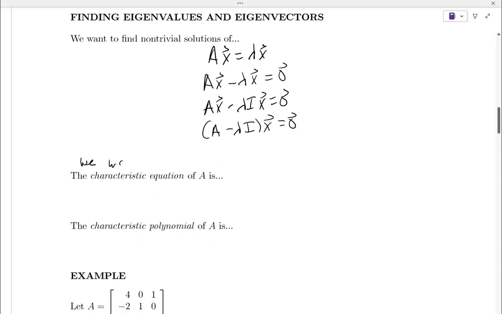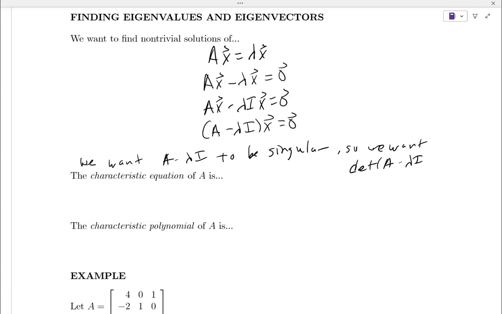That's exactly right. So that's how we get what we refer to as the characteristic equation. So we want A minus lambda I to be singular. Remember that word, singular? And not from English class. What we mean is not invertible. So we want the determinant of A minus lambda I to be 0. So that's exactly what we mean by the characteristic equation. The characteristic equation is set the determinant equal to 0.